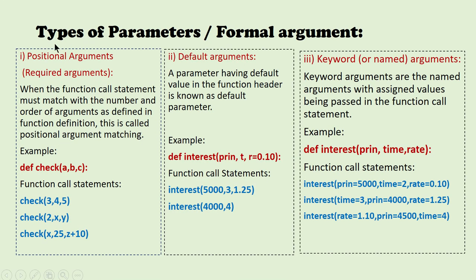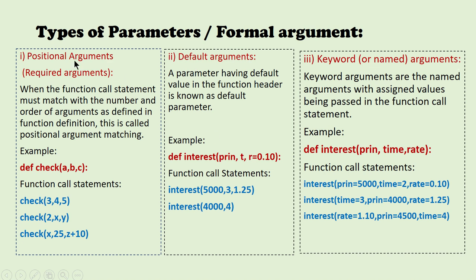The next concept that we are going to understand is types of parameters or formal arguments. Now that you are familiar with the word parameter or formal argument, there are three different types of parameters that can be passed while writing the function definition. These are positional arguments or required arguments, default arguments, and keyword or named arguments.